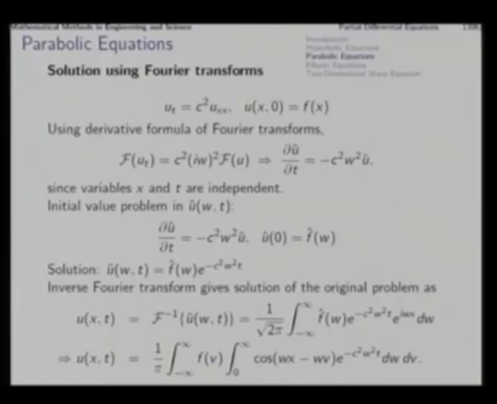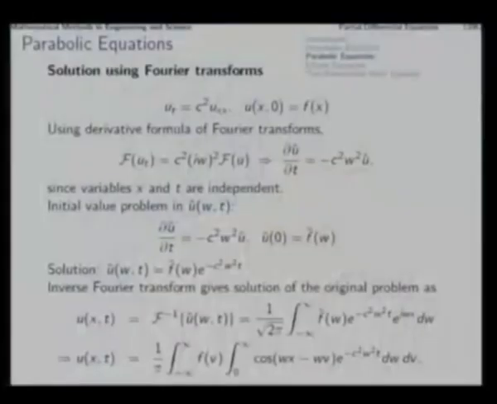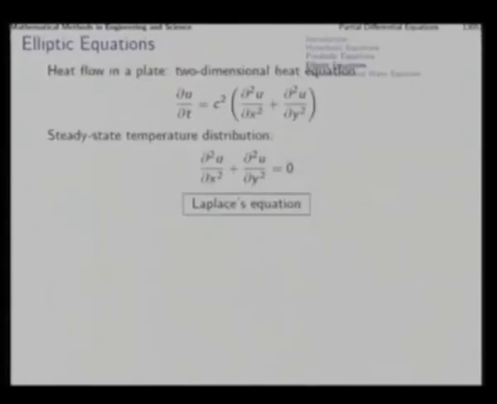Now, how this quadrature is to be evaluated, we will consider a few lectures later after we have studied complex analysis also. Currently, we proceed to the discussion of the third type of differential equations that we are going to handle here, and that is the elliptic equations.